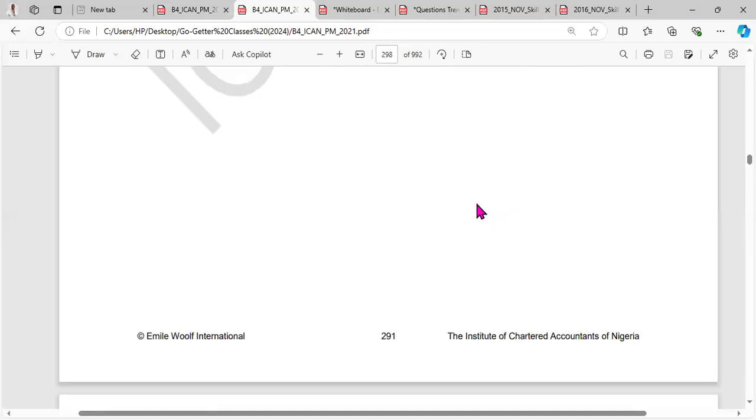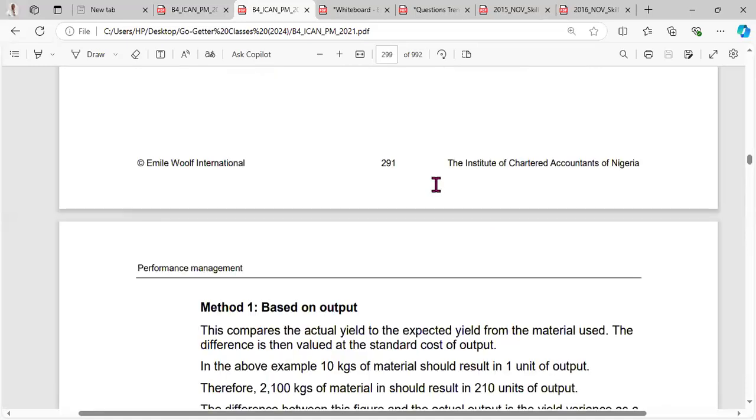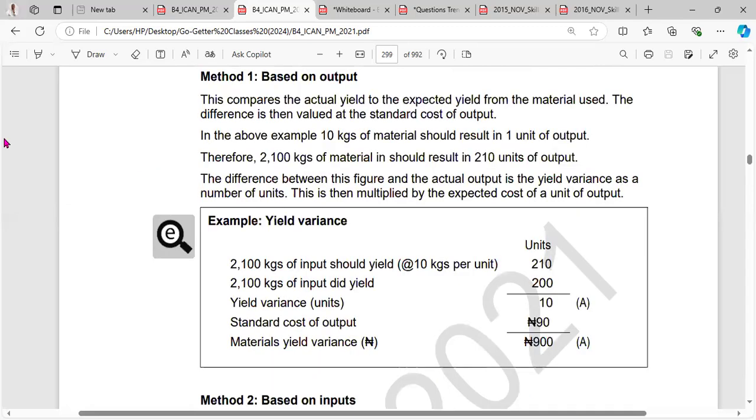All right. Now, they said method one compares the actual yield to the expected yield from the material used. The difference is then valued at the standard cost of output. Okay, look at the example here.